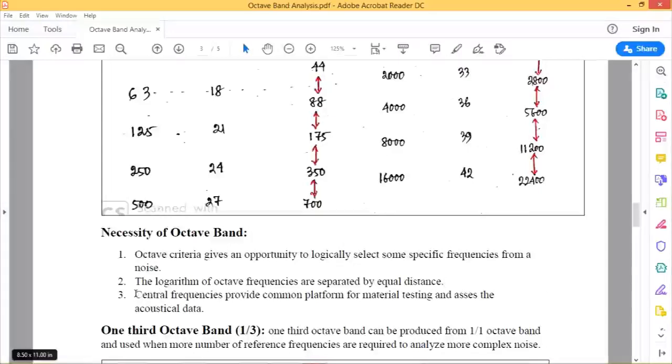Next, the third necessity is that central frequencies provide a common platform for material testing and for assessing acoustical data. Whenever you have to analyze acoustic data, acoustic sound, or noise generated from a machine, you can directly use these octave band central frequencies to filter out a suitable number of frequencies for your analysis. These are the analysis of an octave band, how to calculate different values, and the requirements and needs of the octave band.